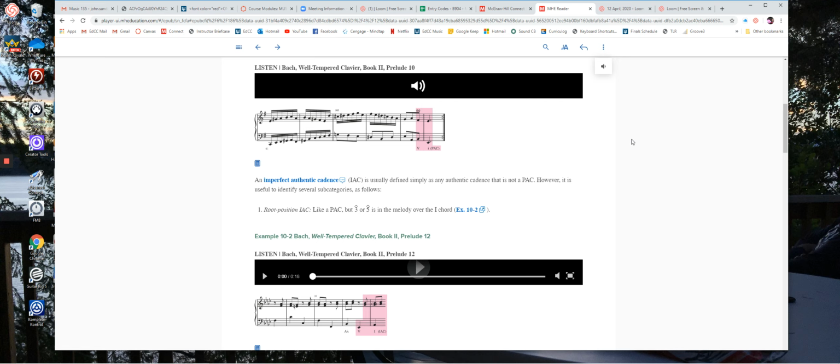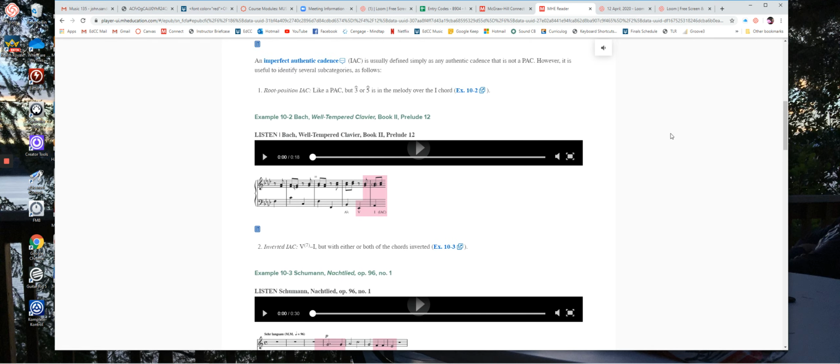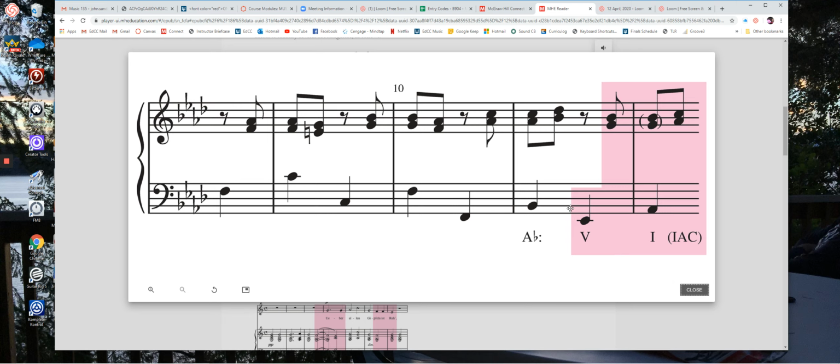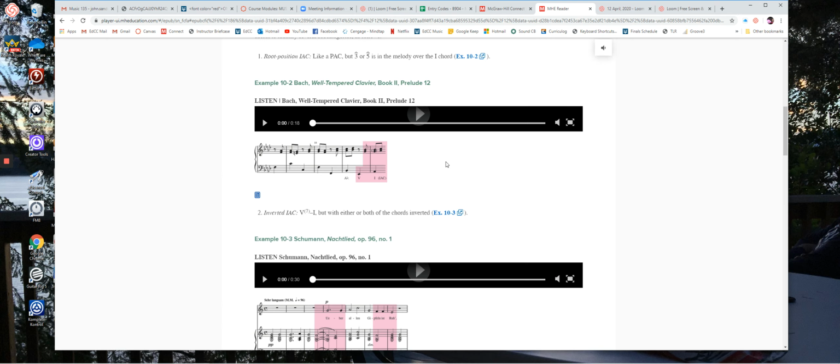So any of those things make an authentic cadence imperfect, such as a root position 5 and 1, like this here. Root position 5 and 1, but do is not in the soprano. So that's considered imperfect, but it still has the root position chords. So it's called a root position imperfect authentic cadence. Listen to how the soprano goes up at the end. Instead of going to do, it goes up to mi, we're in A flat, and it makes the cadence sound slightly incomplete. Example 10-2.